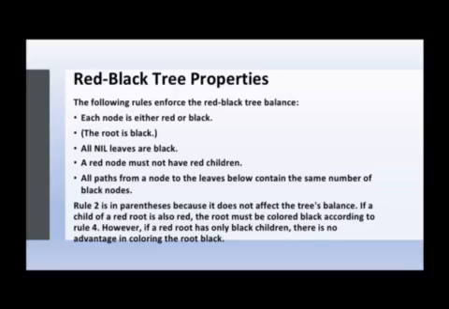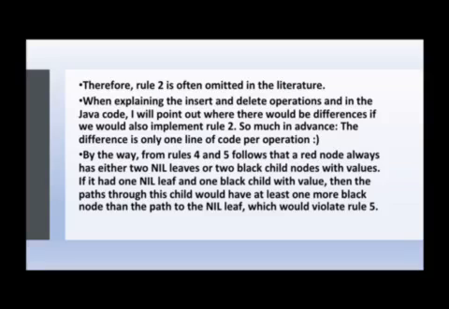Rule 2 is in parentheses because it does not affect the tree's balance. If a child of a red root is also red, the root must be colored black according to Rule 4. However, if a red root has only black children, there is no advantage in coloring the root black. Therefore, Rule 2 is often omitted in the literature when explaining the insert and delete operations. In the Java code, I will point out where there would be a difference if we also implemented Rule 2, so much in advance. The difference is only one line of code per operation.